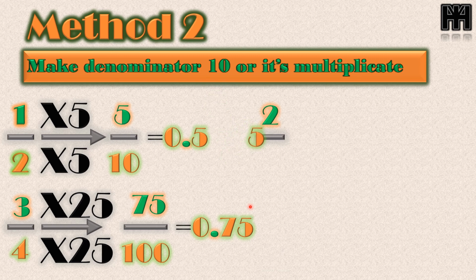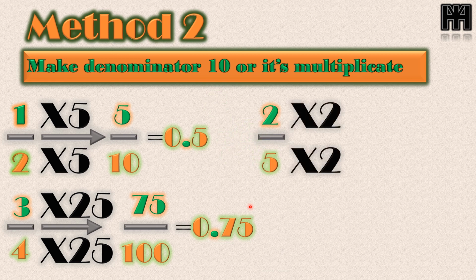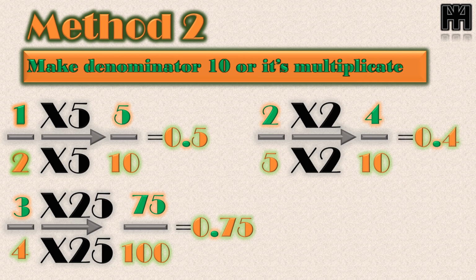We have here 2 over 5. You can multiply them both by 2. So we'll have 4 over 10. 2 times 2 will be 4. 5 times 2 will be 10. So it will be 0.4.